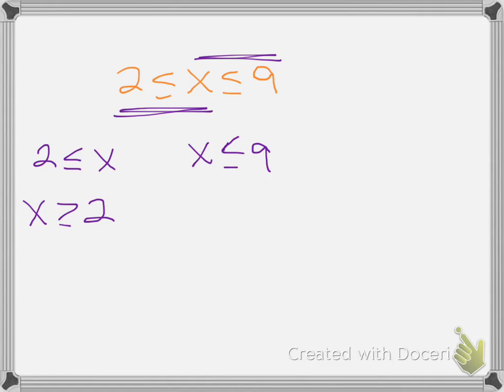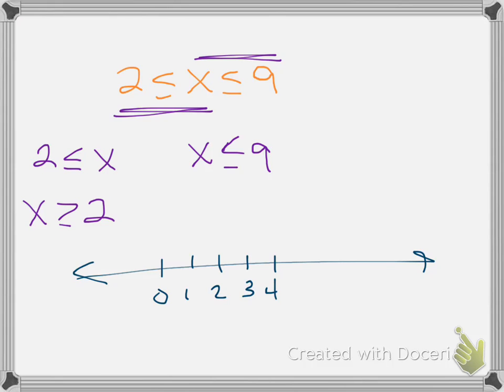Okay, so I'm going to get my number line here. 0, 1, 2, 3, 4, and so on. We'll say 9's right there. Okay, so I'm going to do this one first. So it's a closed dot this time because it has the line underneath at 2.